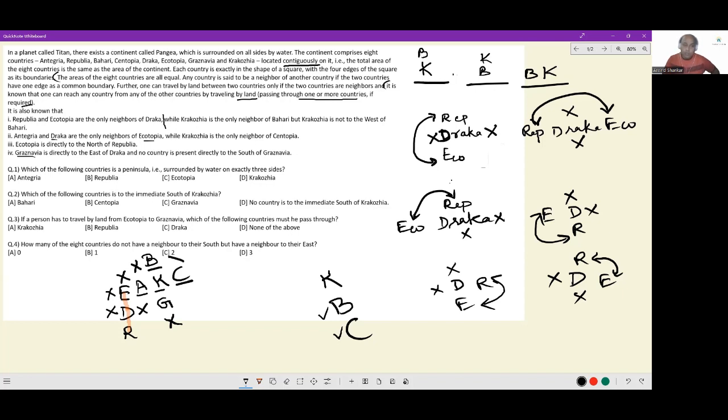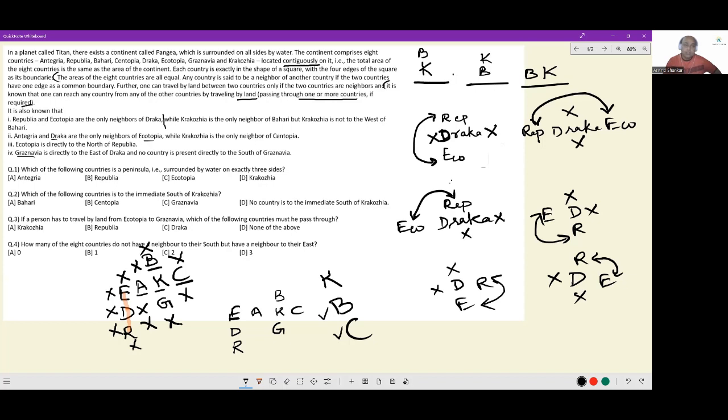And now we have a precise count of where every country is. Finally, this is how it will look: E, D, R, A, K, C, P, and G. This is how Pangaea, the continent of Pangaea, will look. And now every country is connected to every other country. We can get to individual questions.